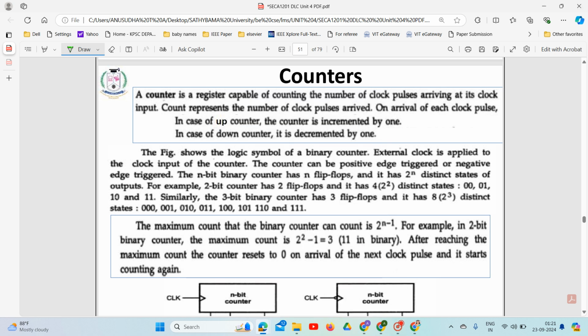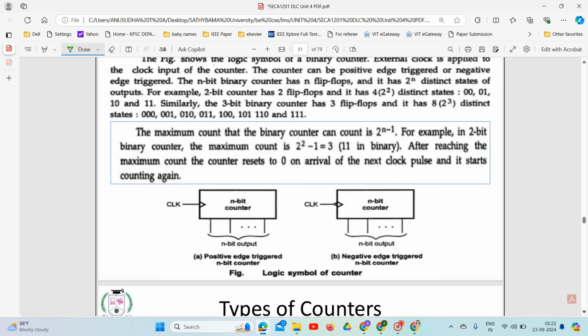Hello students, in this video we are going to discuss counters. As the name itself indicates, we are going to perform up counter and down counter. The counters are broadly classified into two types: one is asynchronous counter, another one is synchronous counter. Before going to discuss asynchronous and synchronous, we will discuss what is the counter.